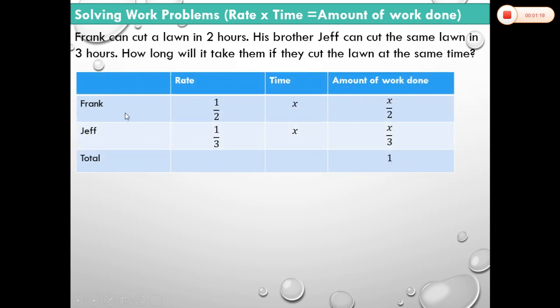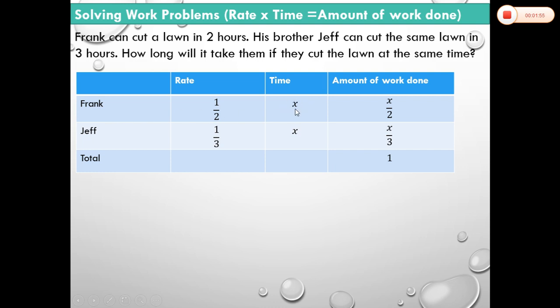So the table for Jeff and Frank, the rate of Frank is 1/2, while the rate of Jeff is 1/3. Why is the rate of Frank 1/2? Since Frank can cut the lawn in 2 hours, then the amount of work done in 1 hour by Frank is 1/2. If Jeff can finish the lawn in 3 hours, then in 1 hour he can only finish 1/3 of the job.